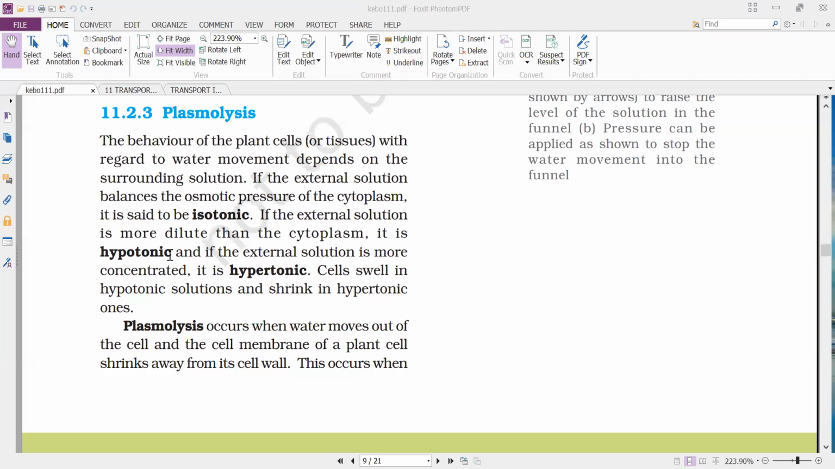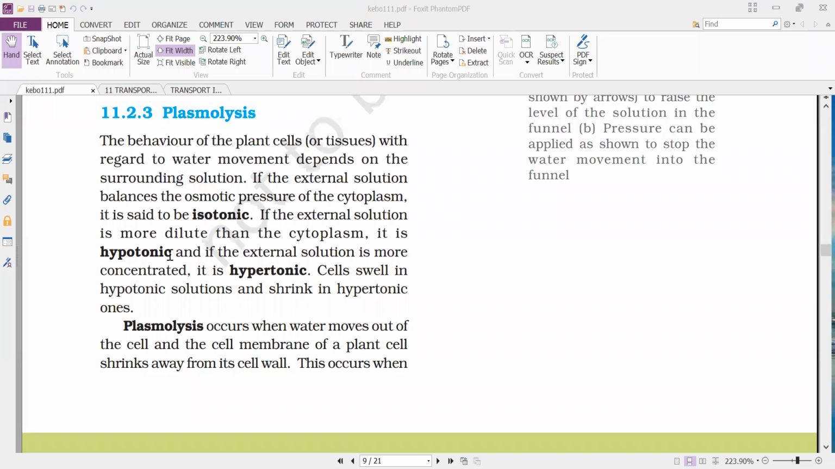How many water molecules enter the cell, the same number of water molecules will move out of the cell. So it is maintained. No change in the cell also. But what happens when the cell is placed in a hypotonic or a hypertonic solution?